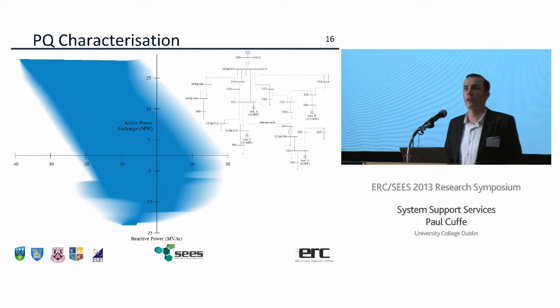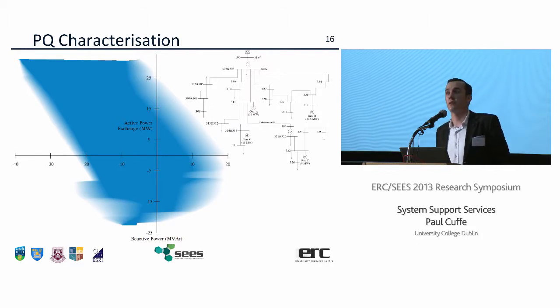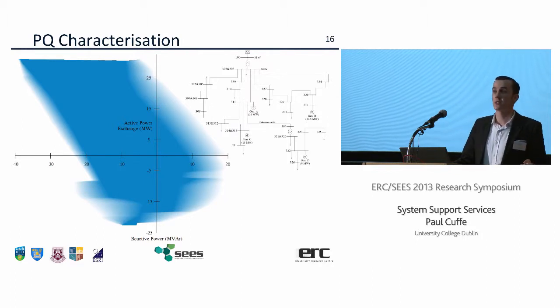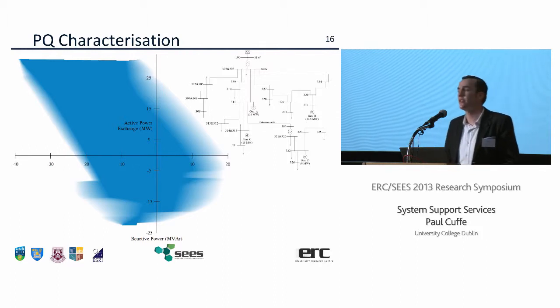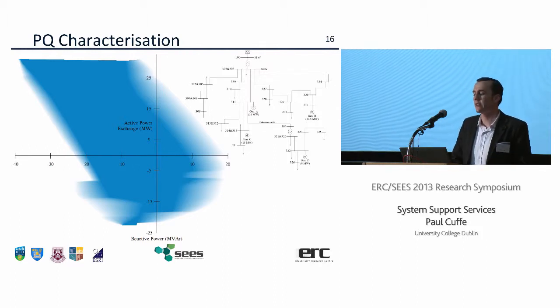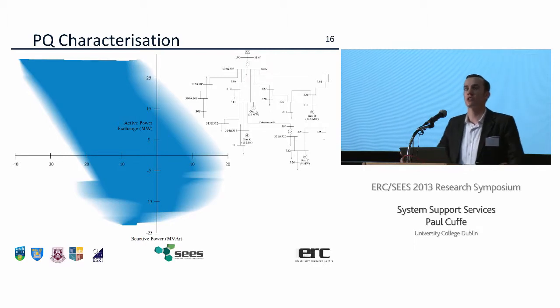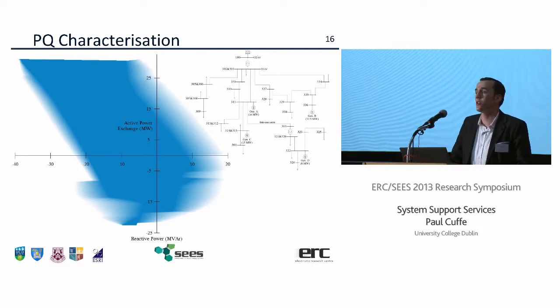So from this, we're at a position of saying, okay, we know there's a resource there. We can go some way to characterising it, so we can feed that into planning studies. We know there's some value in it, but what's the best way to actually use it? What's the best way to harness that resource?